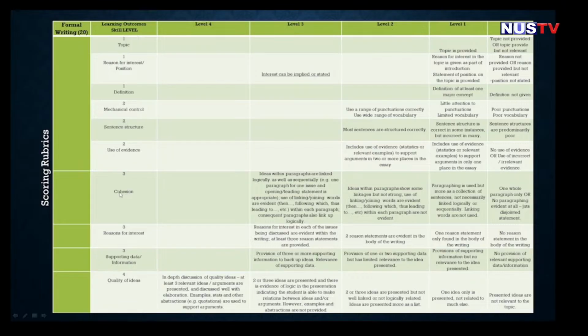The first one is cohesion, which we covered in this lesson. Now, for this part, you will be marked on how well your ideas are connected from one paragraph to another, how well you link your paragraph to the next one and the next one, using transition words as we discussed in this lesson. And also how well your ideas within your paragraphs are linked using linking words or transition words.